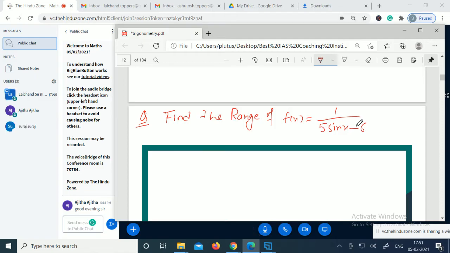How are you going to solve this kind of question? You have to find the range of this function. It involves trigonometric ratio. How are you going to calculate the range for this function?